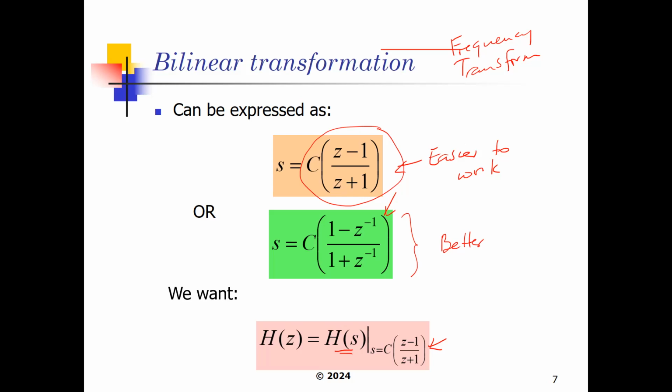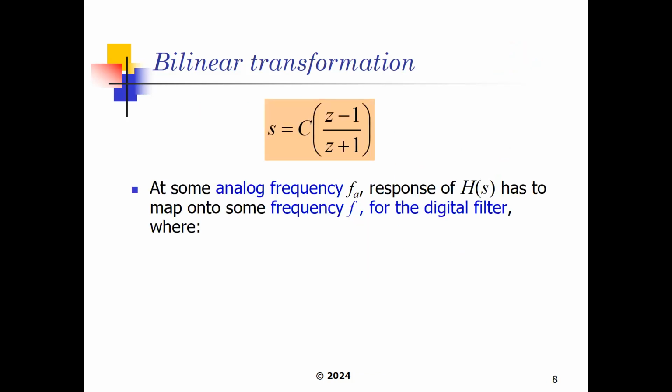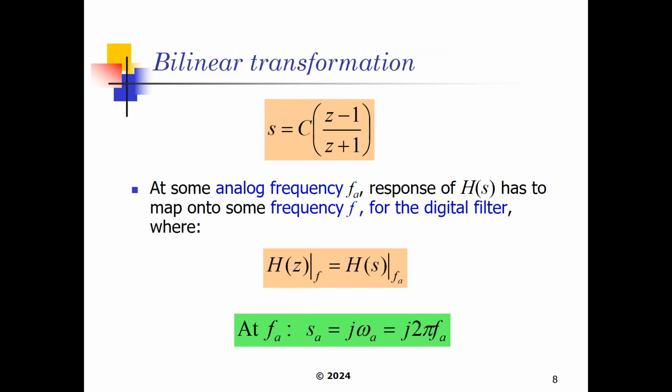Right. So the idea is at some analog frequency, the response of H(s) has to map into some frequency f for the digital filter, where H(z) at f is equal to H(s) at fa. So let's see some manipulations. We're trying to determine what exactly c is.